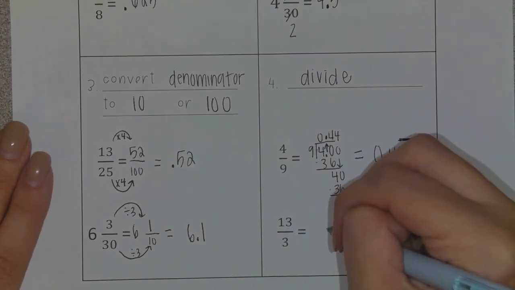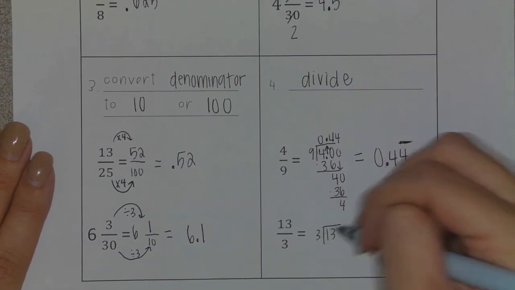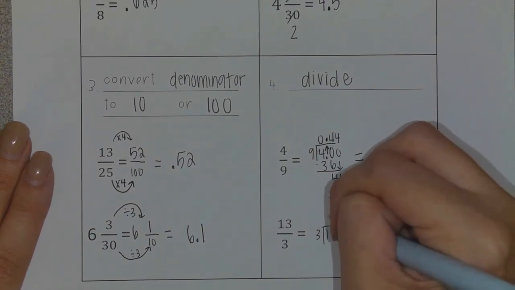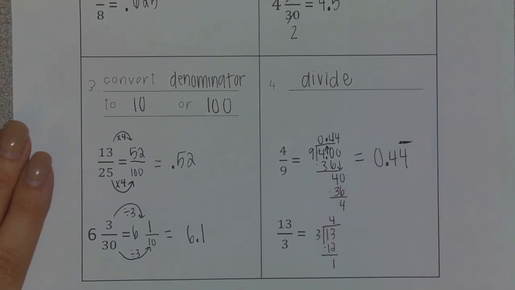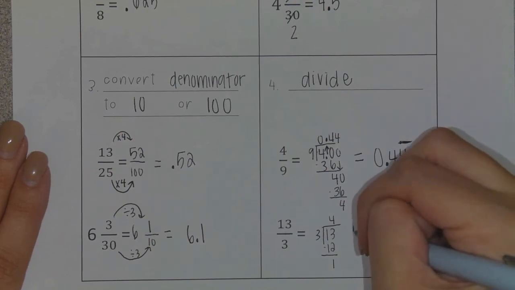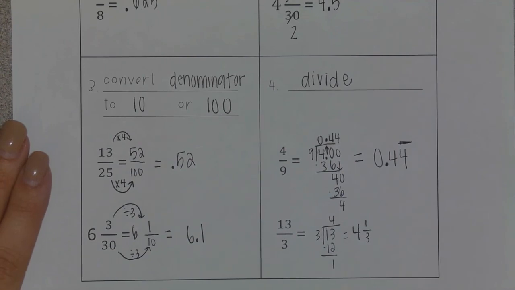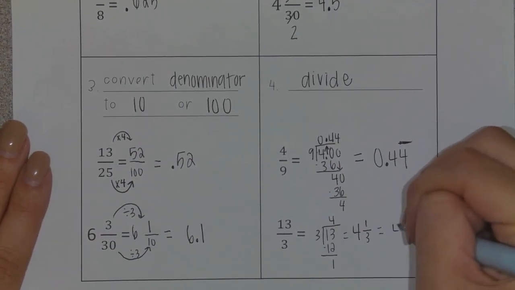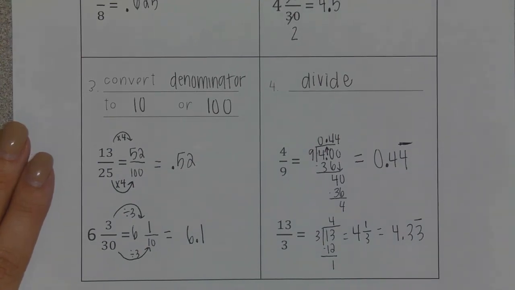13 thirds. So let's divide 13 in the house, 3 on the outside of the house. 3 goes into 13 a total of 4 times. 4 times 3 is 12. And I get 1/3. And I can actually stop there because I can write this as a fraction. This is 4 and 1/3. And 1/3 happens to be a benchmark fraction. So this will be 4.3, 3 repeating with that infinity hat.